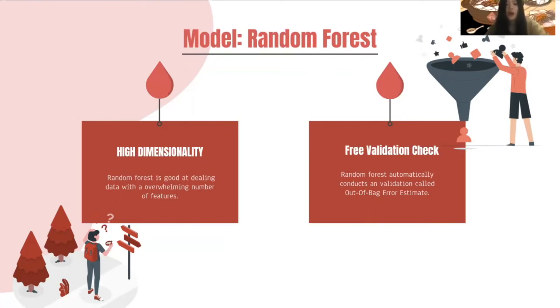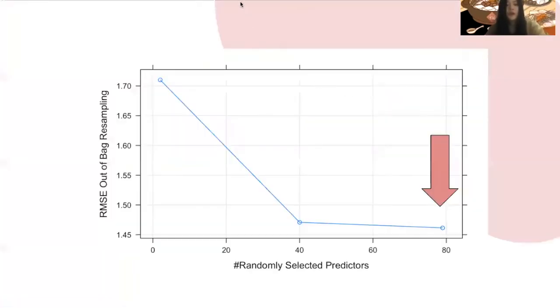Second, it also provides a validation check. This validation check is called out-of-bag error estimate. It is computed automatically during the process of random forest, so it is totally free. Here is the performance of our model using the training dataset, indicating that at this point, our model provides the best prediction accuracy.